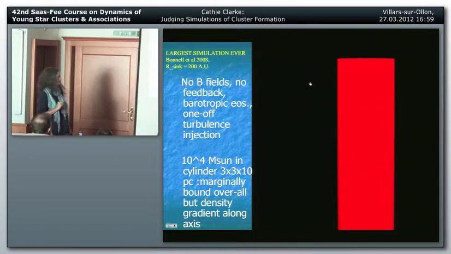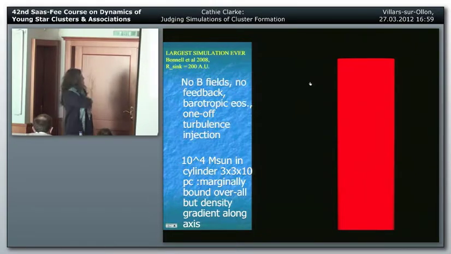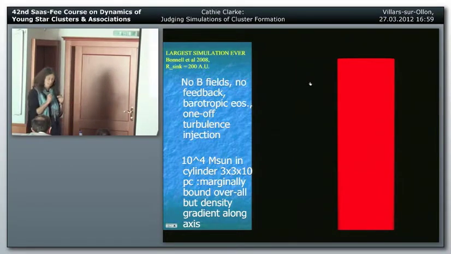But it's the best simulation for looking at cluster formation, because with 10 to the 4 solar masses to start off with, you're forming thousands of stars and clusters involving hundreds of objects. And so you actually start to get a picture of the sort of large-scale cluster assembly.